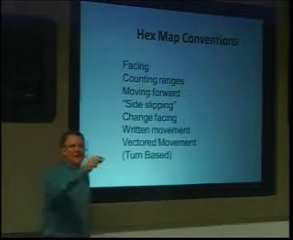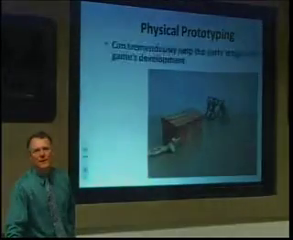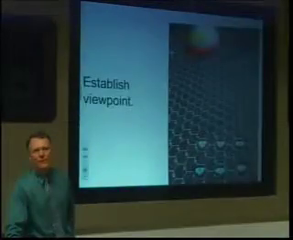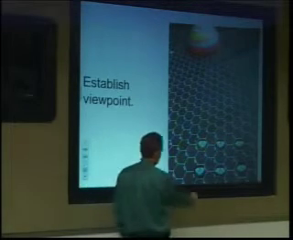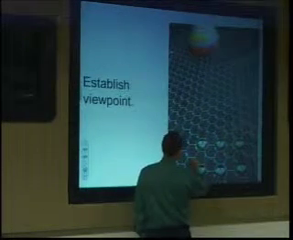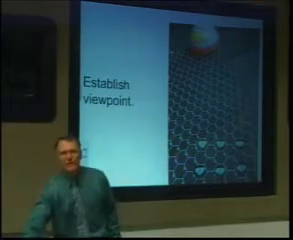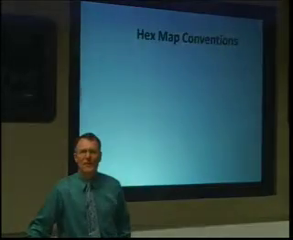Moving forward is pretty easy to understand. The unit moves into the next hex in its facing. Side slipping would mean, oops, I went back too far. If this unit were to side slip to the left, it would move from this hex to that hex without changing its facing. So it would continue facing in that direction. Almost done with hex maps.